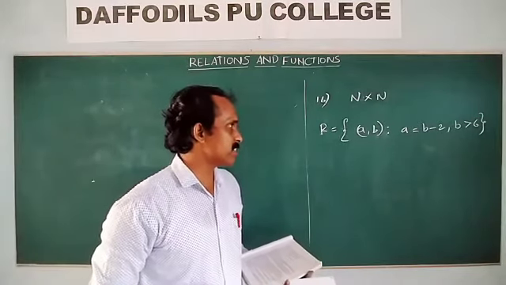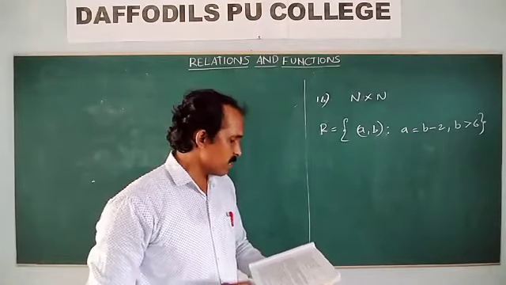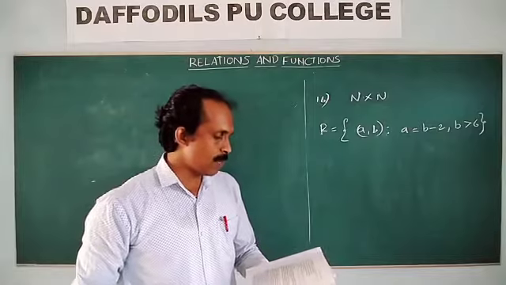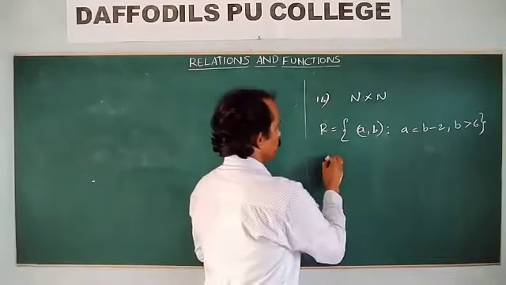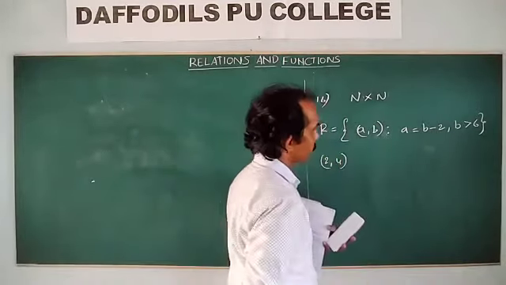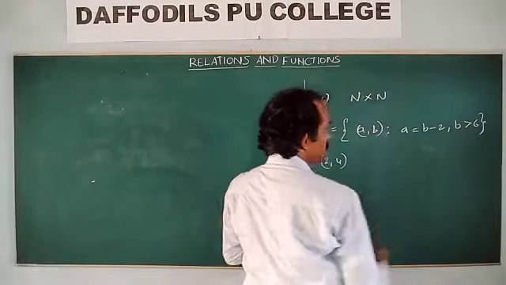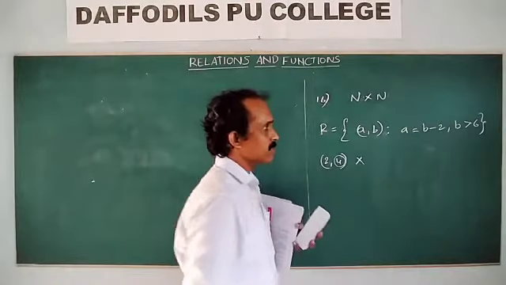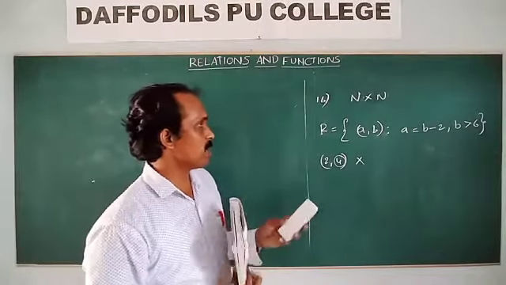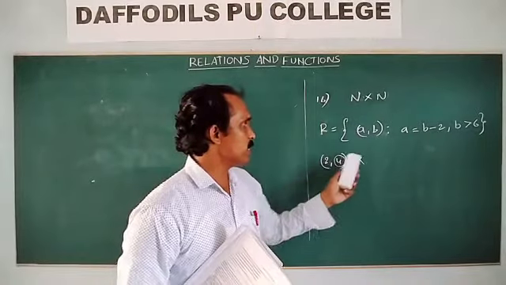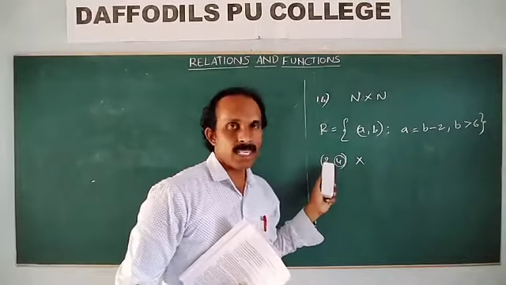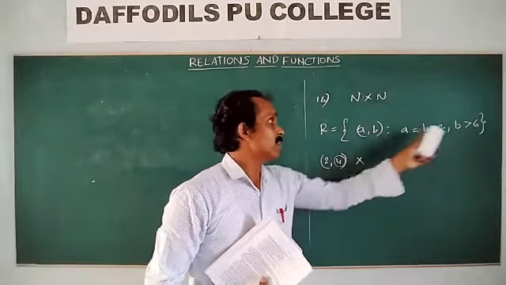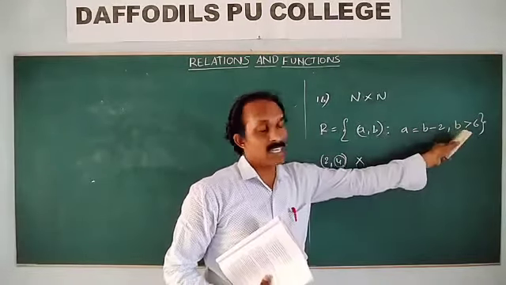For a, there is no condition. First of all, we will check the first option, relation (2, 4). But the given condition is b greater than 6, and 4 is not greater than 6. So the first option is wrong. Although 2 = 4 - 2 satisfies the relation, this 4 is not greater than 6.